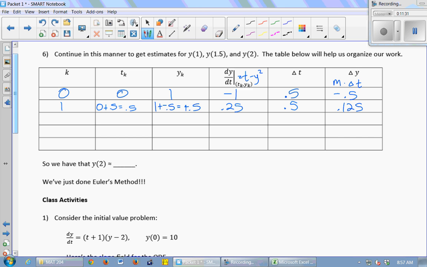All right, so now we use our delta t and our delta y to calculate new t and y values. So step 2 here, my old t value is 0.5. I'm going to take a step size of 0.5, so I land at 1. My old y value is a half. My delta y is 0.125. I add them and I get 0.625. I plug my new t and y value into dy dt to calculate a new slope.